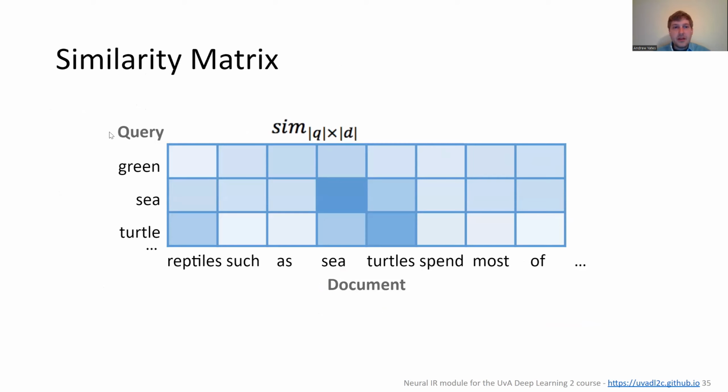Here in the rows, we see the query, green sea turtle, and then in the columns, we see some snippet from a document: reptiles such as sea turtles spend most of ... Each cell here indicates the cosine similarity, in this example, between a query term and a document term. So for example, we can see that the term sea has a similarity of 1.0 with itself. This is because the word embeddings are static, or they're bag of words embeddings, meaning regardless of the context, they're always the same.